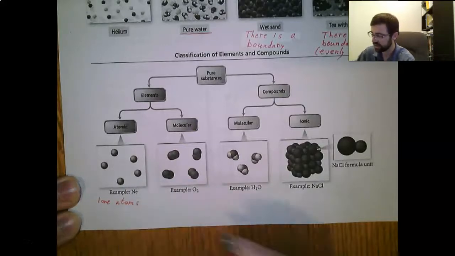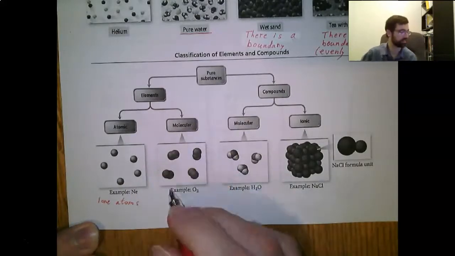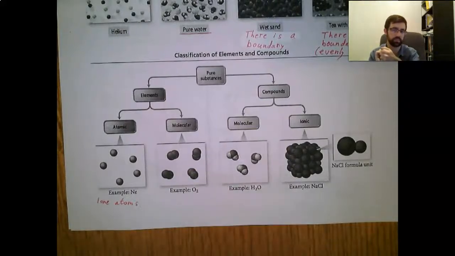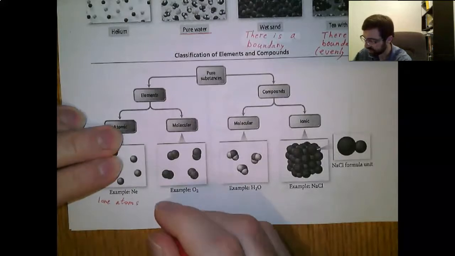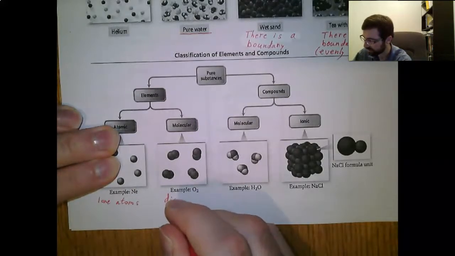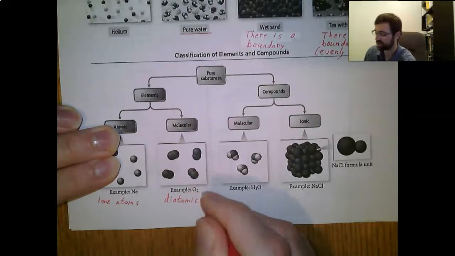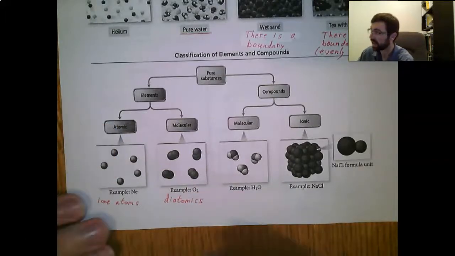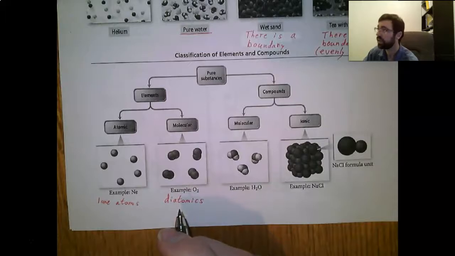Okay, these are molecular because they're molecules. There's a bond that's taking place there, a covalent bond. Okay, these are your diatomics, like oxygen, O2. Okay, there's actually 7 diatomics, and you can look at the periodic table to find them.